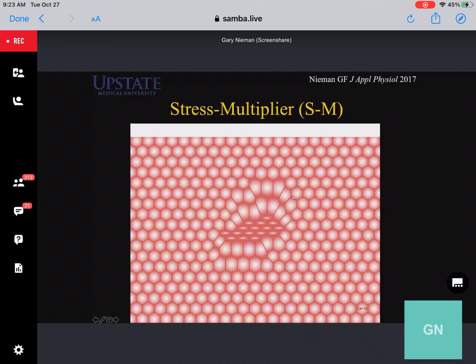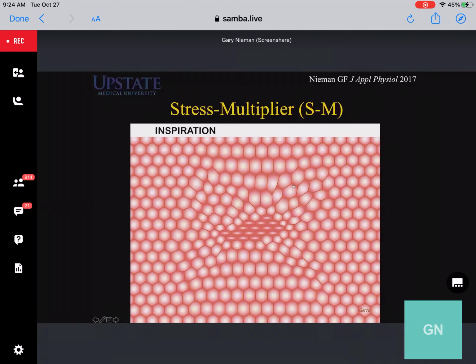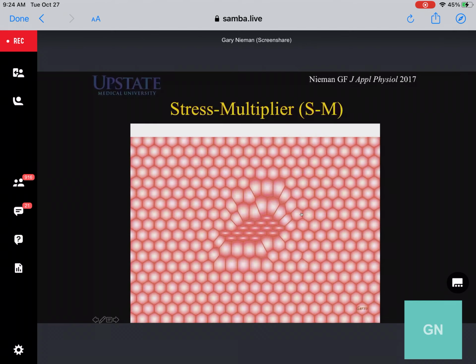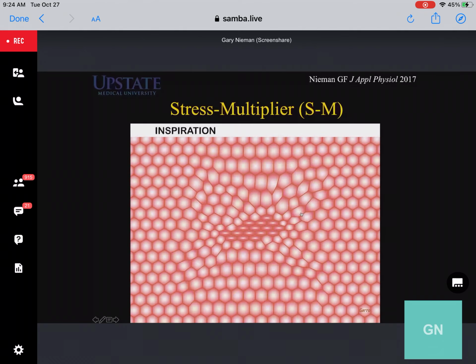And again, there is overdistension, but it isn't overdistension of the normal tissue. It's overdistension of normal tissue that's surrounding a stress multiplier. So you really need the stress multiplier in order to overdistend the tissue. If you just try to overdistend tissue without a stress multiplier, with stable alveoli, without any edema or atelectasis, it just won't occur.